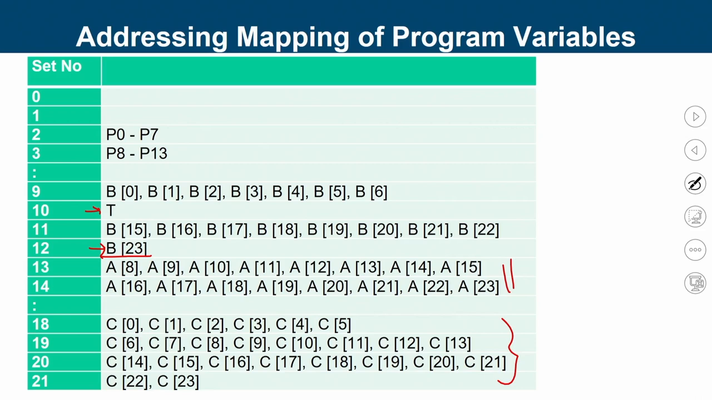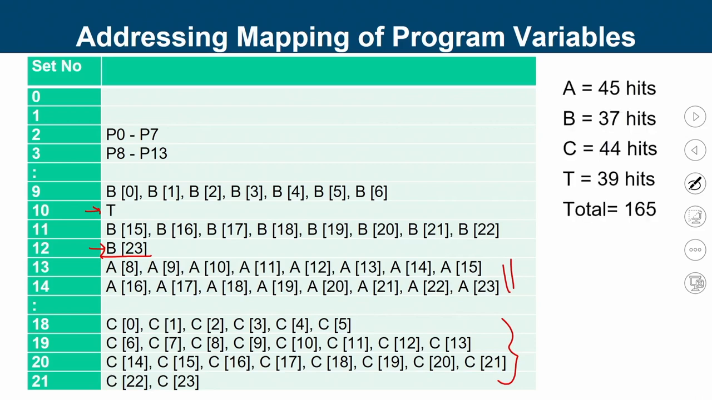So, if you look at that, the number of misses that you encounter in all of them, we have to see how many of them are going to be misses and how many of them are going to be hits. A, you have 45 hits, because we are going to access A for 24 iterations, one for reading and one for writing. So, 24 stores and 24 loads are there. B is 37 hits only because of the replacement. C, we have 44 hits, and T is 39 hits, so the total is 165. So, that is the way we are going to summarize this.